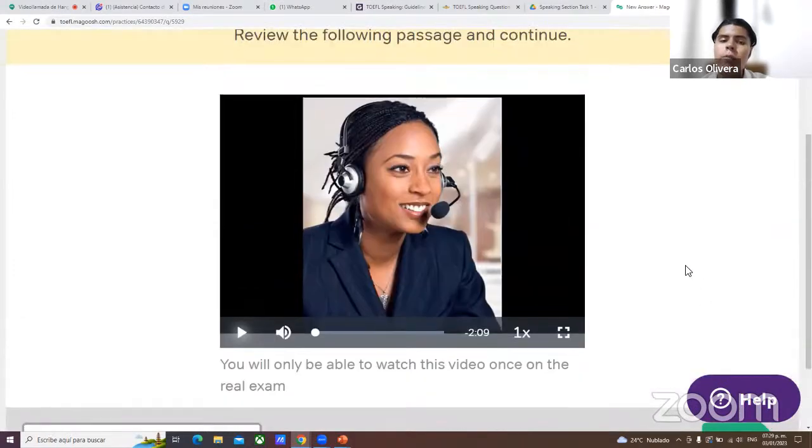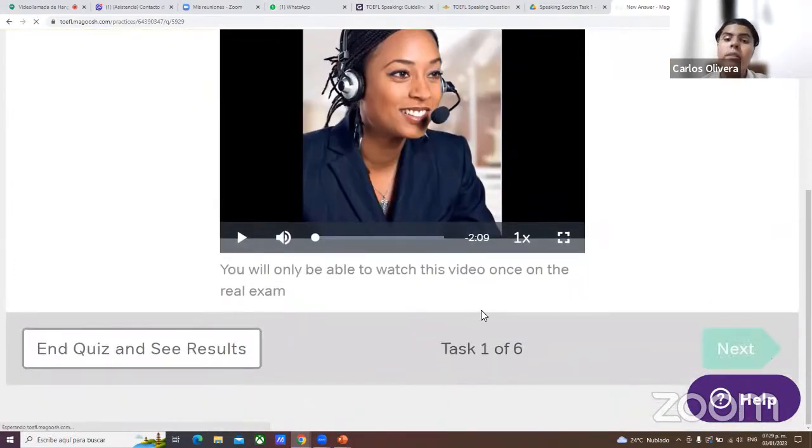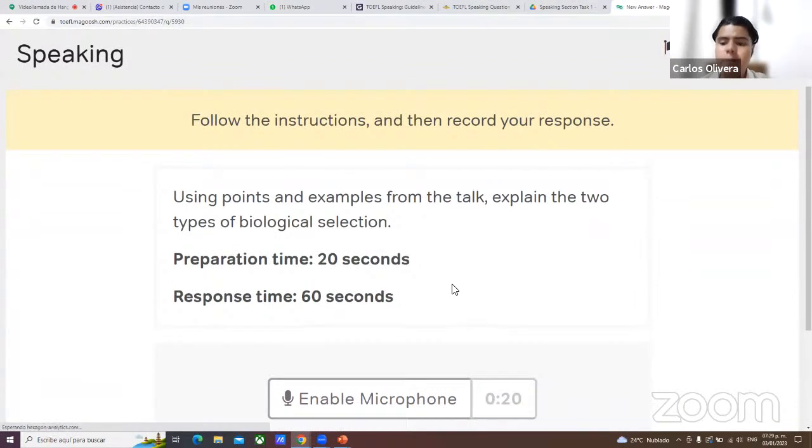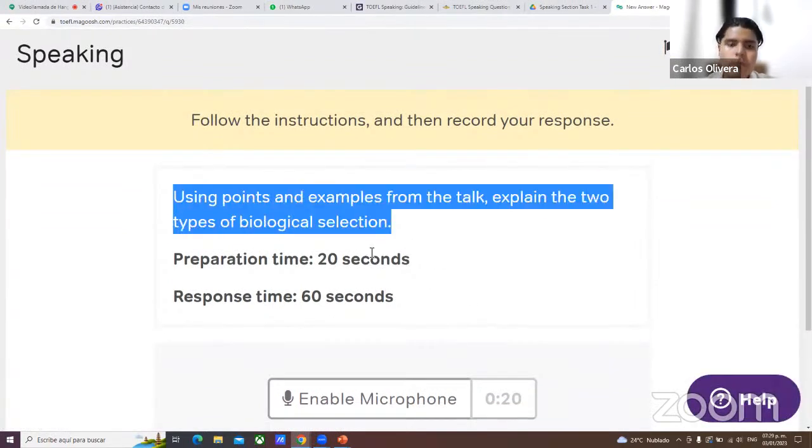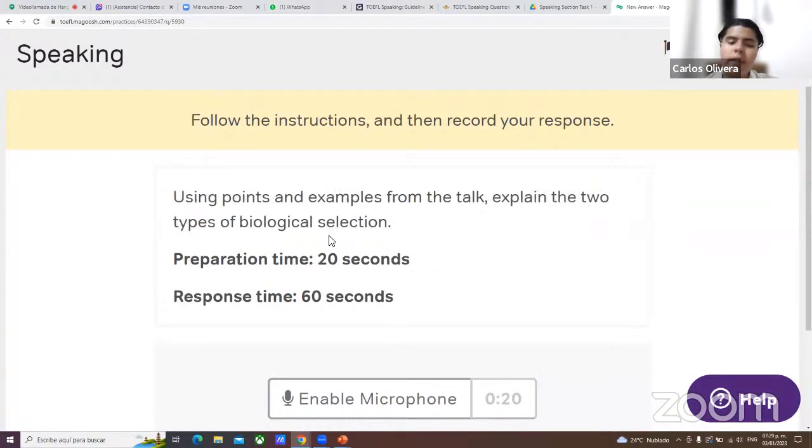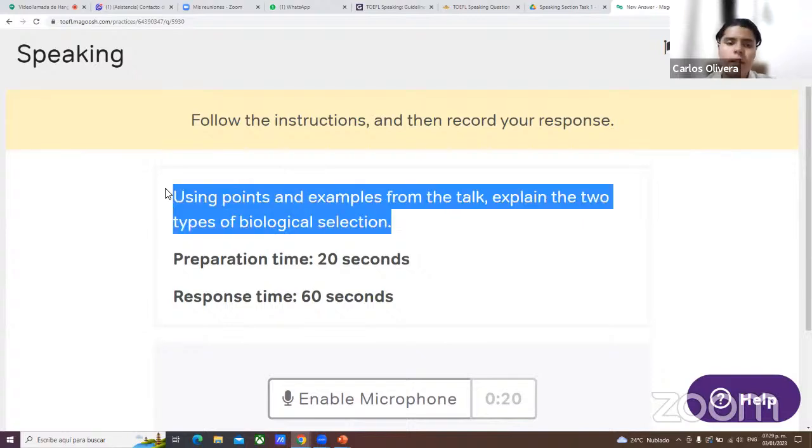You are going to be moved to the next part. And this is the part where you actually respond, as I say. Look at it. Well, you have the question. The question is always the same. Use some points and examples from the talk. Explain the 2 types of biological selection. In this case, it was another lecture.